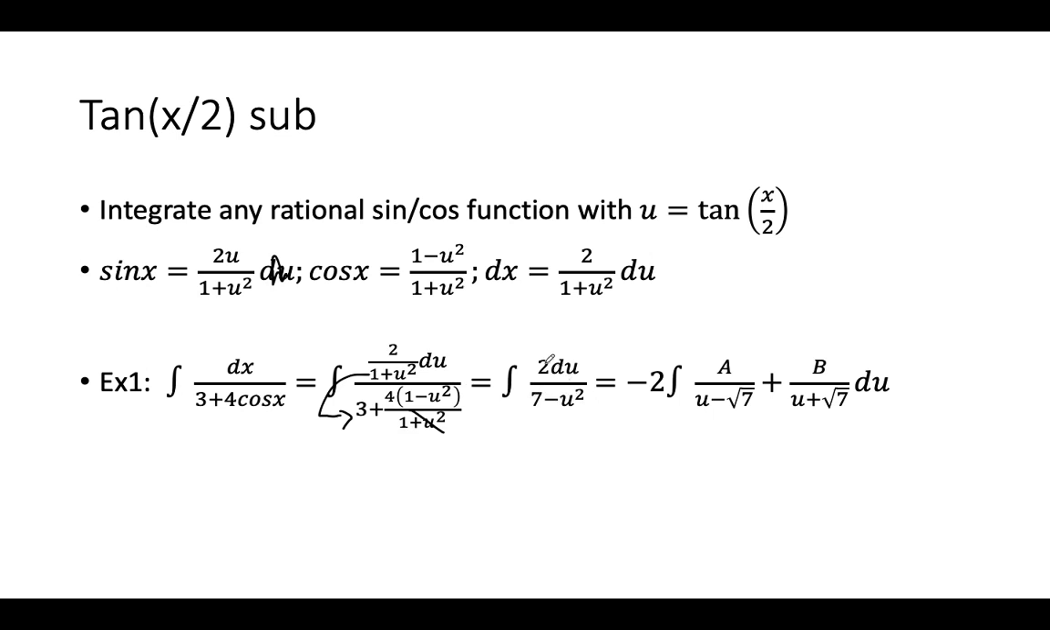And we can integrate that because partial fractions, right? We just said we can factor this, u minus square root of 7, u plus square root of 7, bring out a negative first. And then this is partial fractions. You solve for A and B, and this is what you get. And I promise this works for everything. Just do the substitution, memorize these replacements, and you'll be able to integrate any rational sine or cosine.